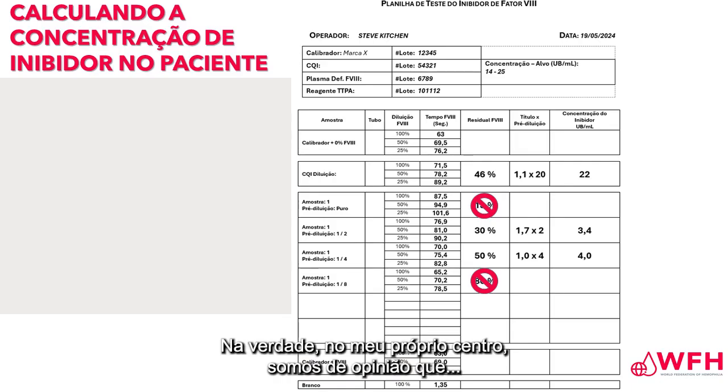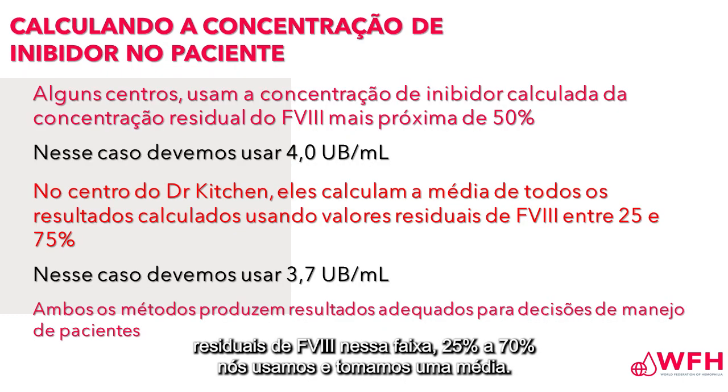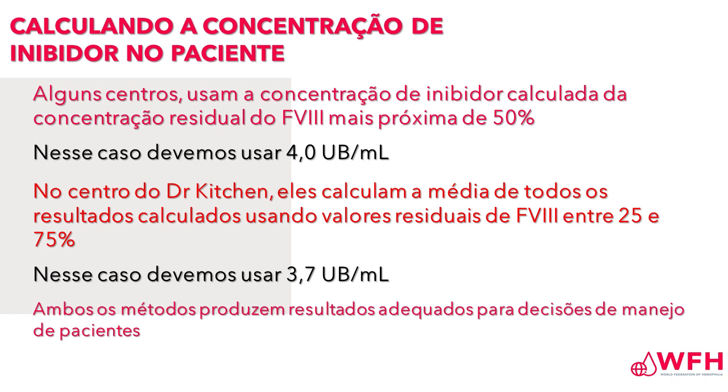Actually, in my own centre, we take the view that we get additional information, and I think usable information. So in my centre, we take the average. Any of those residual factor VIIIs in that range 25 to 70, we use those and we take an average. So in my centre, we would report this as 3.7, an average of the two results.